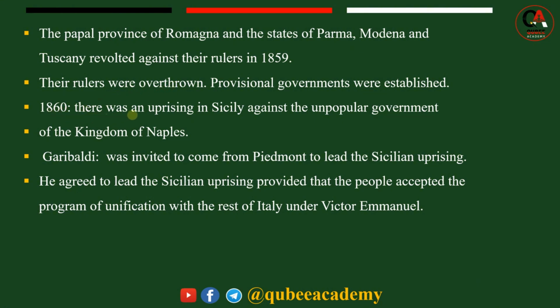And after 1860, there was an uprising in Sicily. Sicily means the southern part of Italy. Sicily and Naples. 1860, we also have this uprising.